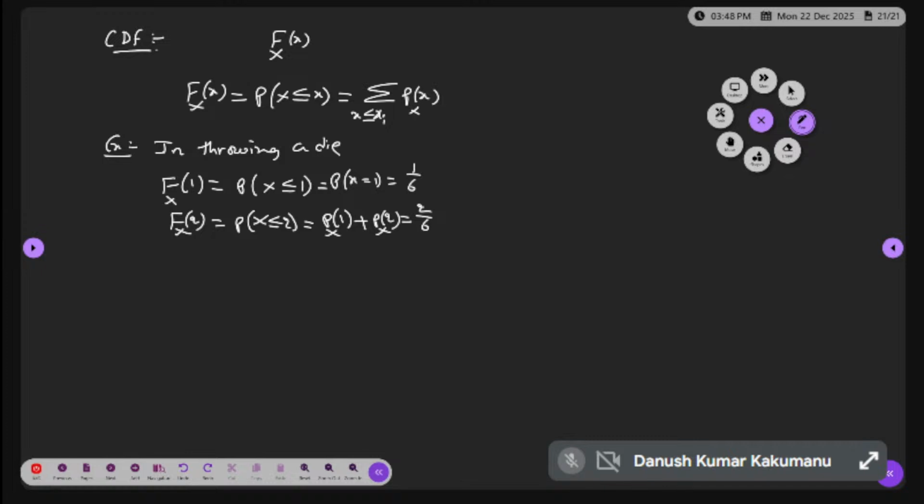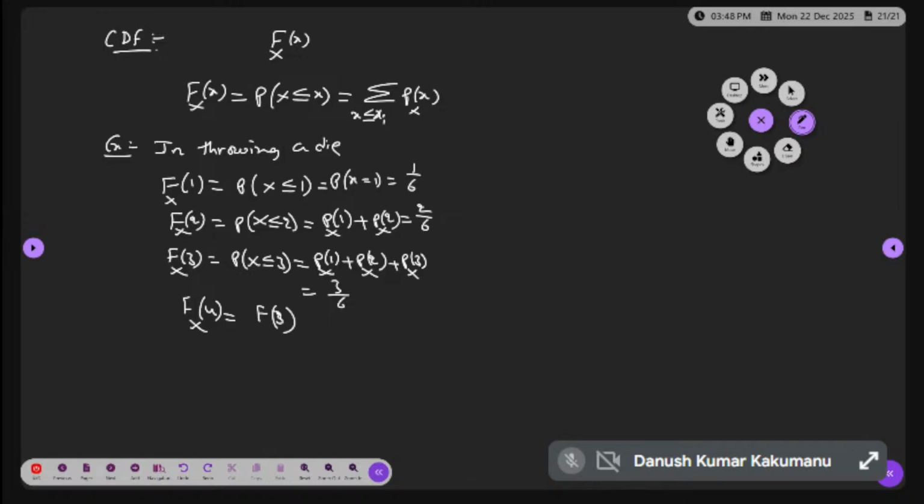CDF. CDF of 3. Tell me, what is the CDF of 3? P of x less than or equal to 3, which is equal to what? PMF of 1 plus PMF of 2 plus PMF of 3. What is the answer for this one? 3 by 6.